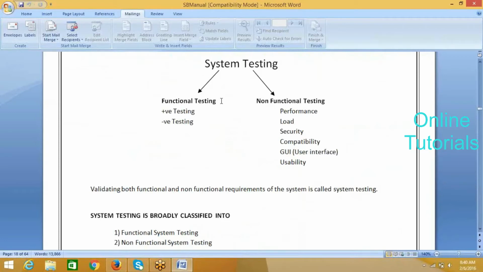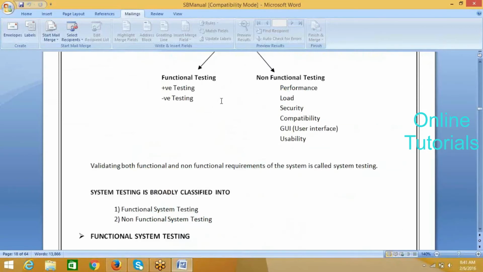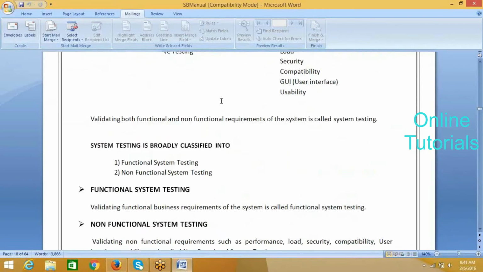System testing happens after completion of unit testing and integration testing. After successful execution of unit testing and integration testing, they send the application to the tester. That is where system testing comes into the picture. In system testing, we have functional testing types and non-functional testing types. We will see the definitions, and which types of testing come under each, in the next hour.